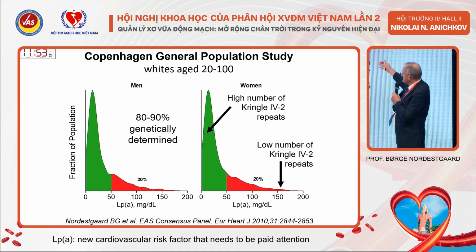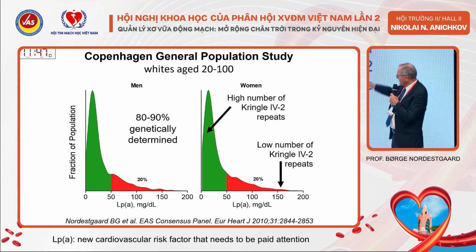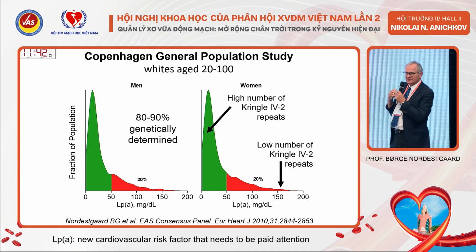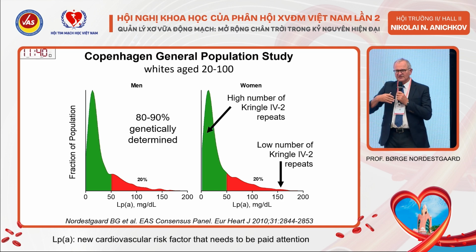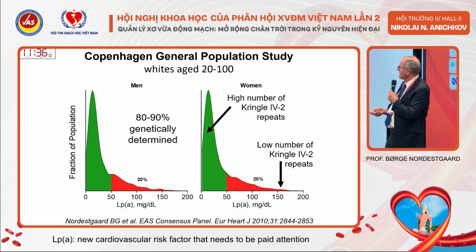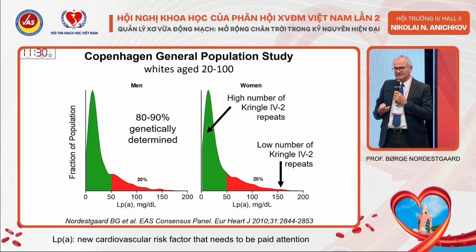And this kringle number, it's a bit strange, right? The kringle 4 type 2, if you have low numbers, then you have high concentrations. If you have high numbers, you have low concentration. That's because when you have the very high numbers, the protein gets stuck in the liver and is never secreted. It's 80 to 90% genetically determined. So just taking an LP-little a test is actually a genetic test.